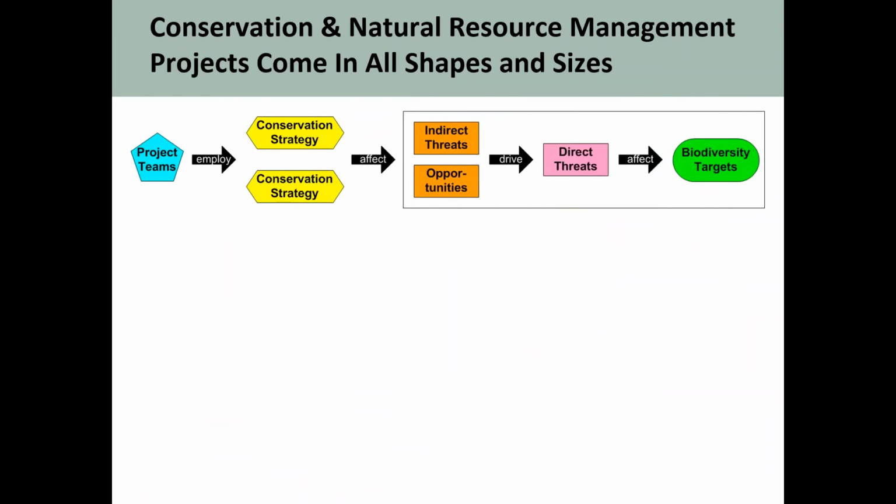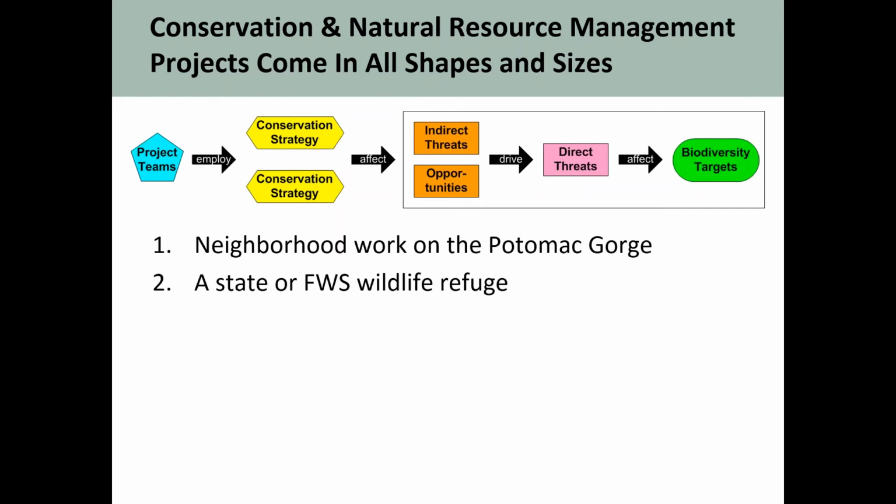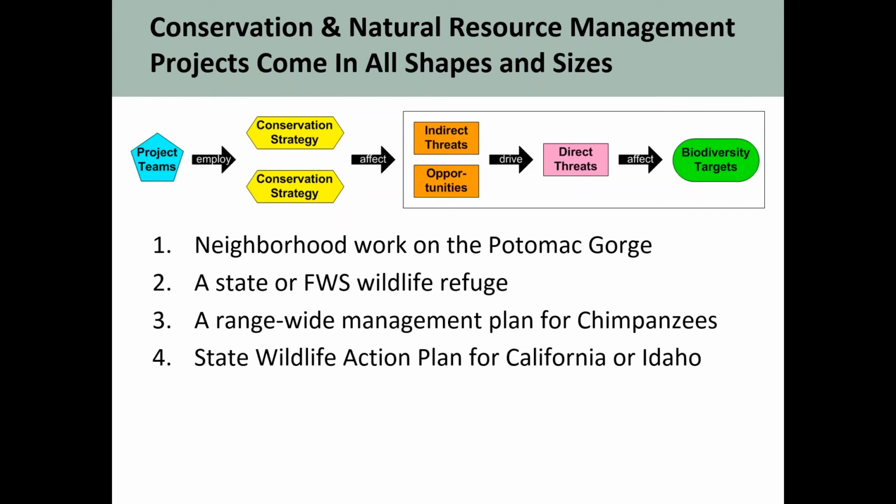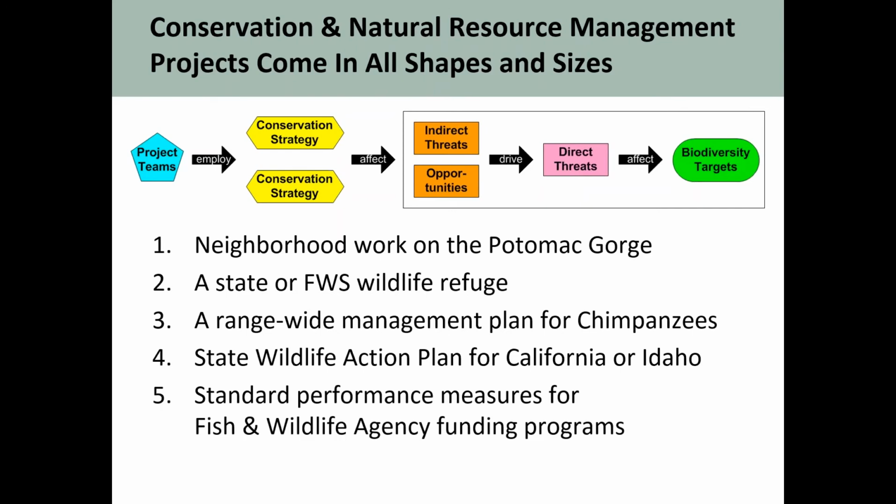So we're interested in managing conservation and natural resource management projects, which come in all shapes and sizes. For us, a project is a group of people working to change the world in some desirable way. And it could be as simple as my neighbors getting together to clean up some litter and manage invasive plants on the Potomac Gorge with no outside help or consultants. It could be a state or fish and wildlife refuge. It could be a range-wide management plan for chimpanzees in Tanzania. It could be a state wildlife action plan for California or Idaho, or standard performance measures that I'll talk about in a bit.